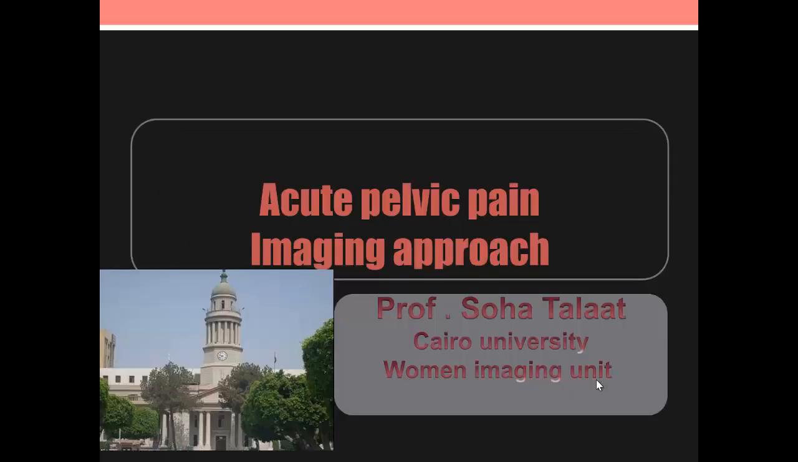A hot topic. This is acute pelvic pain. What is the imaging approach of acute pelvic pain? I think all of us are confronted with a case of acute pelvic pain in a female in the emergency department, and we have to think out what it could be.